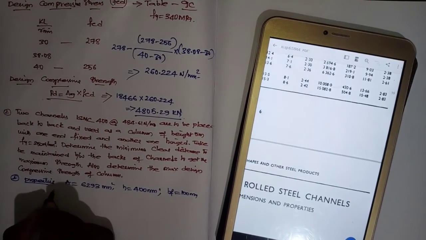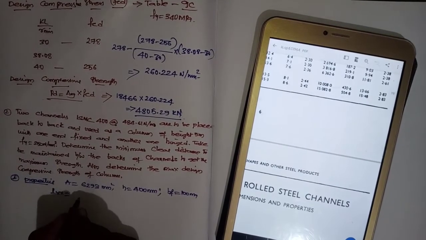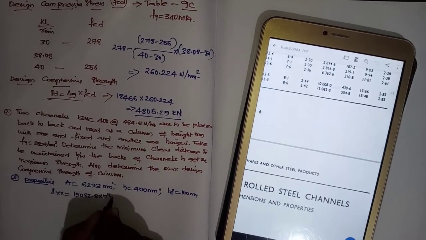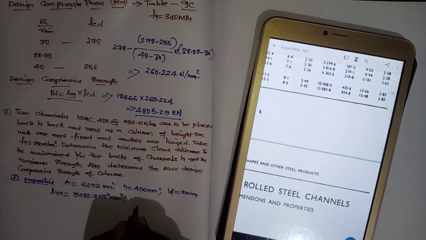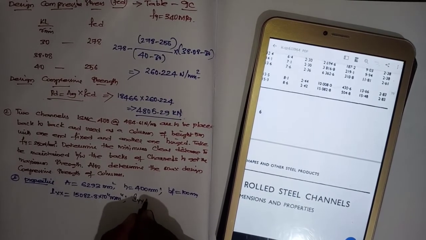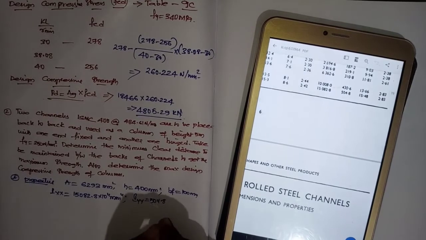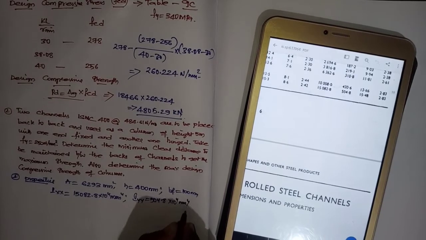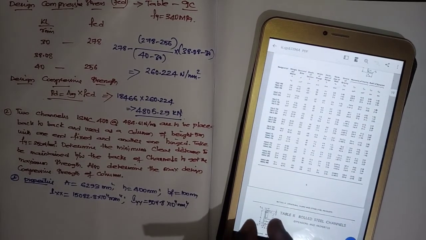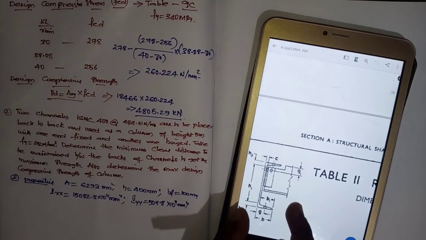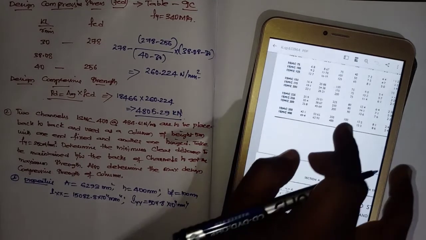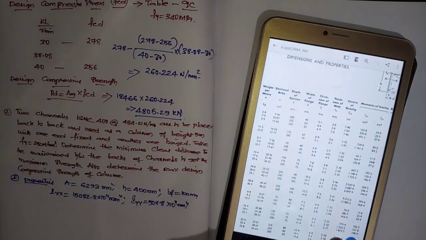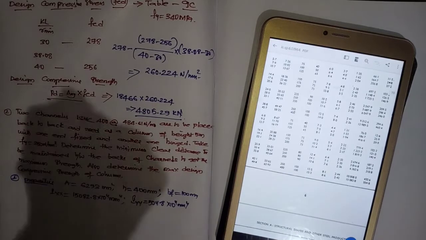Next, IXX. How much is it? 15082.8 into 10 power 4 mm power 4. And IYY is 504.8 into 10 power 4 mm power 4. And one more thing you are supposed to write, that is centroid. Now where is this centroid? CYY, how much is it? 24.2.